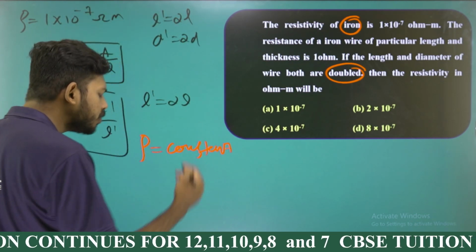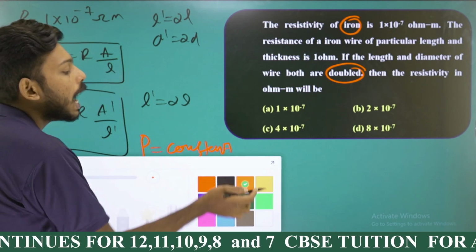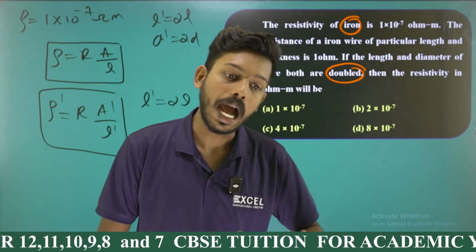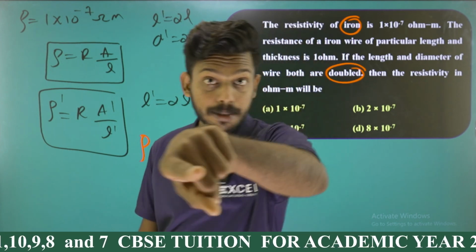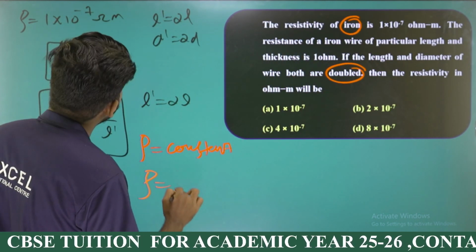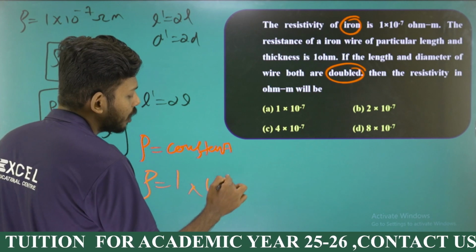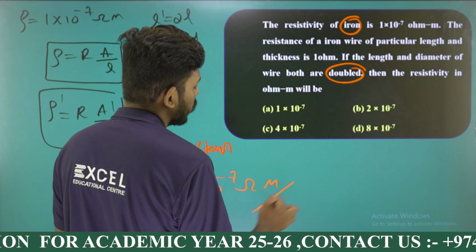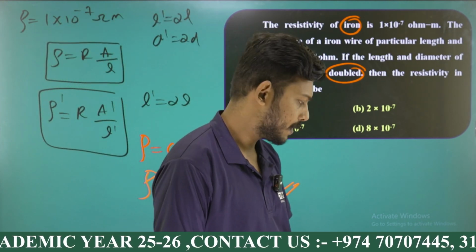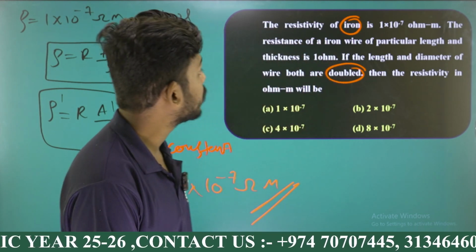It is not going to change unless the material is changed. That's the point. If the material is not changed, then rho will be exactly the same. So the value is 1 into 10 raised to minus 7 ohm meter. The value is exactly the same. That's it. So we know the answer for that particular question.